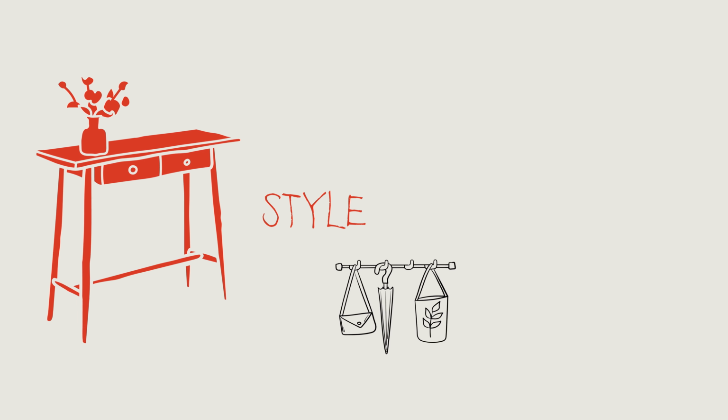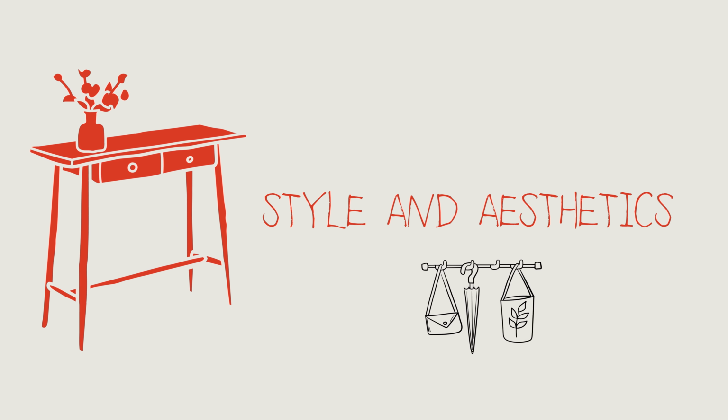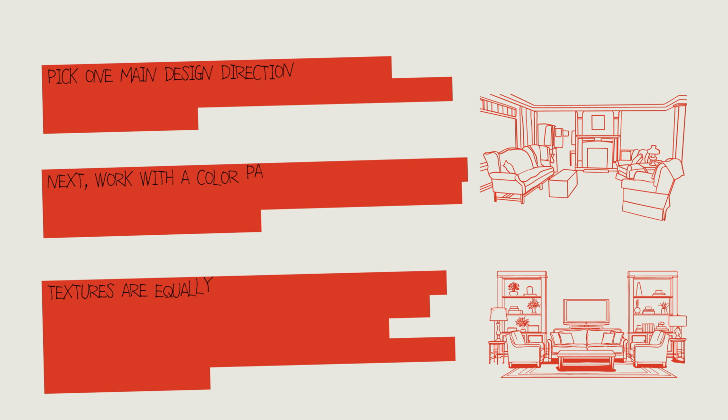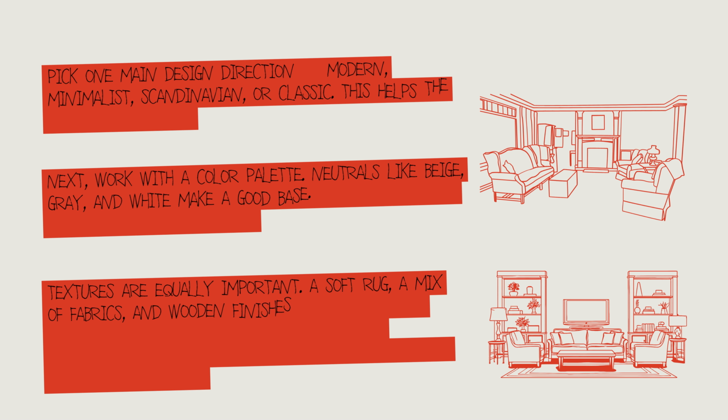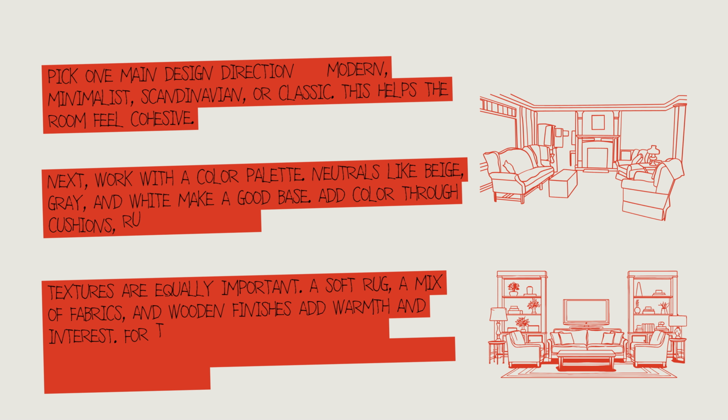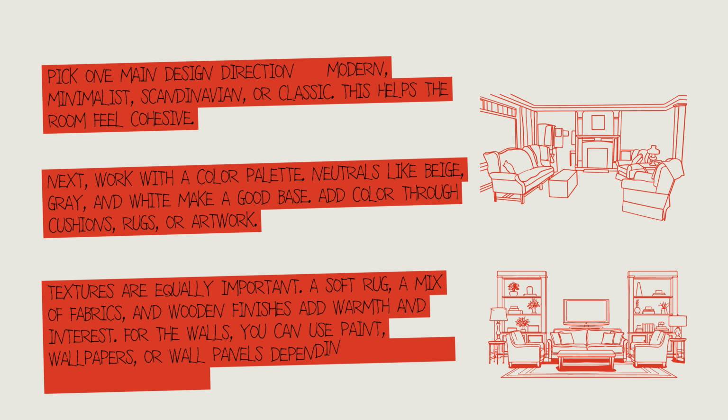Style and aesthetics. Now that the basics are set, let's talk about style. Pick one main design direction: modern, minimalist, Scandinavian, or classic. This helps the room feel cohesive. Next, work with a color palette. Neutrals like beige, gray, and white make a good base. Add color through cushions, rugs, or artwork.